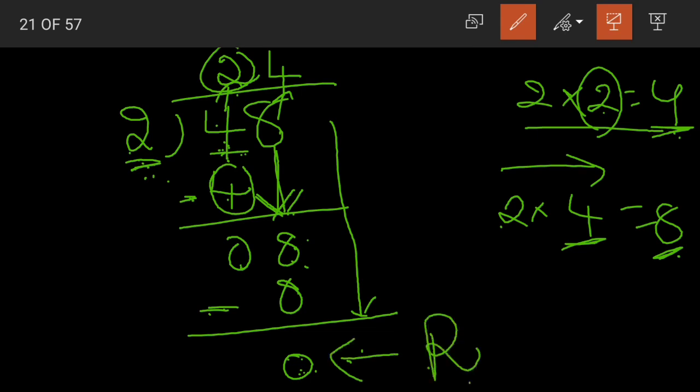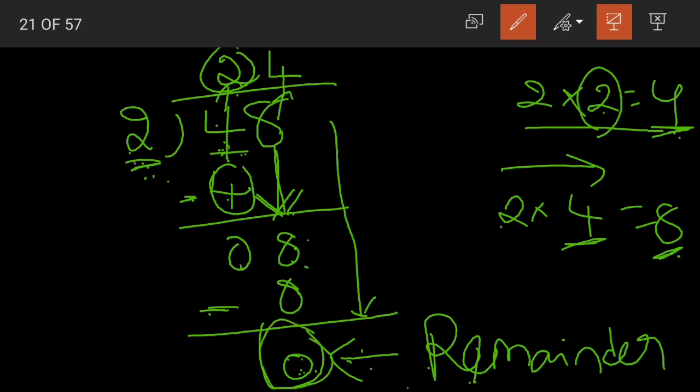So what does 0 become? 0 becomes our remainder, children. Clear? Lastly, we are left with 0. It is less than our divisor, so we cannot divide further, and 0 becomes our remainder. It is the number that is remaining at the end. And what is the answer for this division? 24. Each person will get 24 rupees.